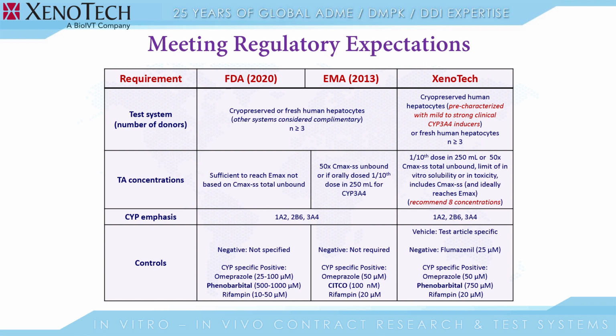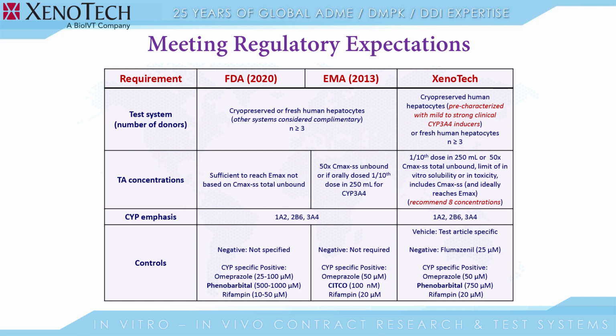And both regulatory agencies recommend using CYP-specific positive controls. Now, the positive controls between the 2 regulatory agencies are the same for all the CYP enzymes, except for CYP3A4, where the FDA recommends using phenobarbital as the prototypical inducer, while the EMA recommends looking at CITCO. Now, here at Sekisui XenoTech, we use phenobarbital as our positive control for CYP3A4.